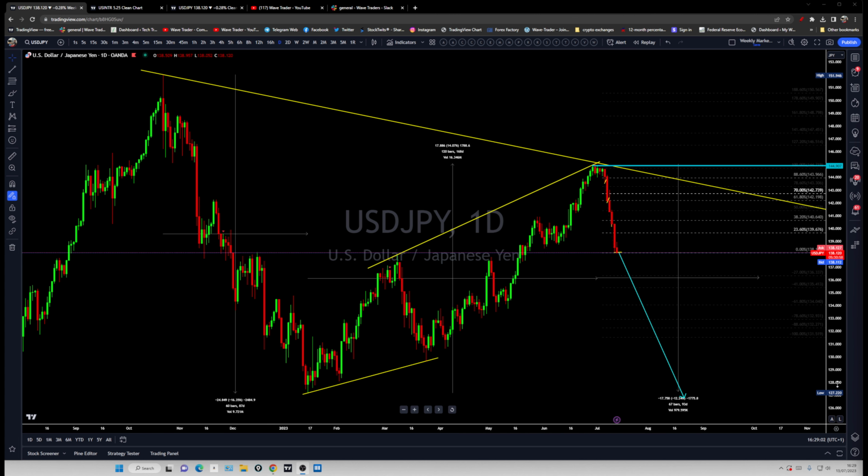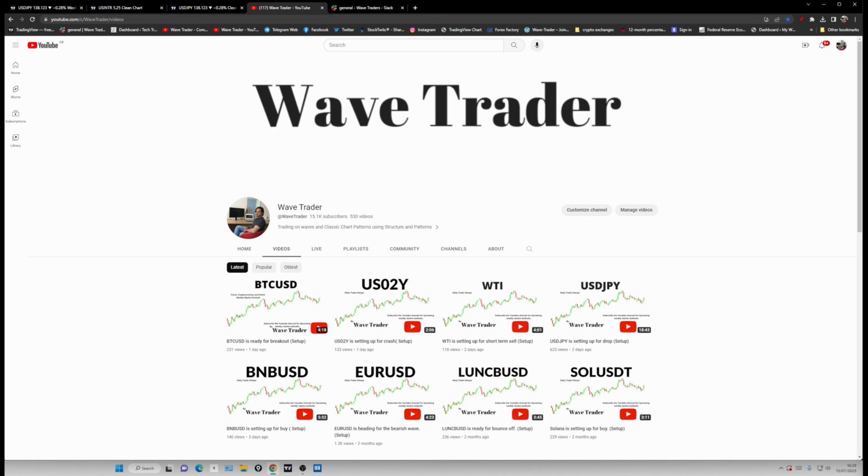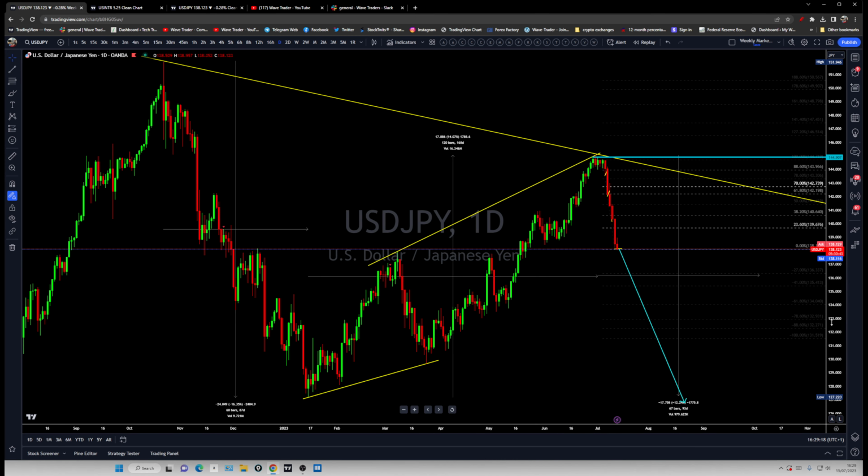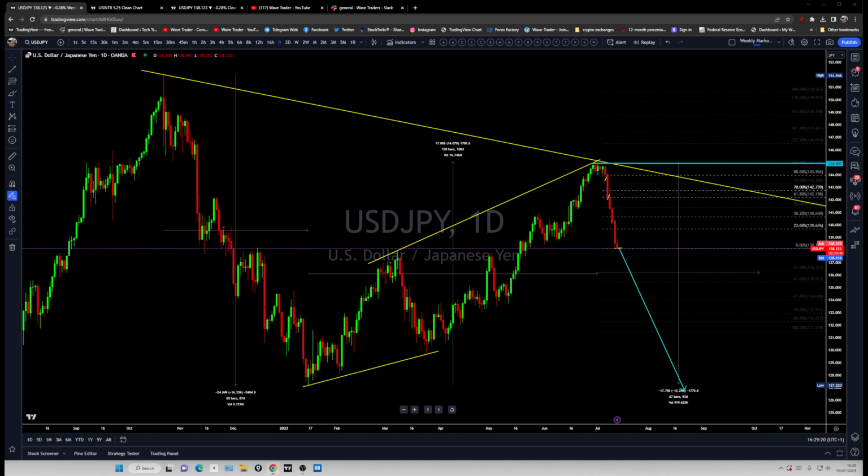So this is going to be the dollar yen chart update, what we may see next after having the inflation report. So now let's look at the dollar yen. First of all, we can see that the dollar is just simply dropping very aggressively against the yen.